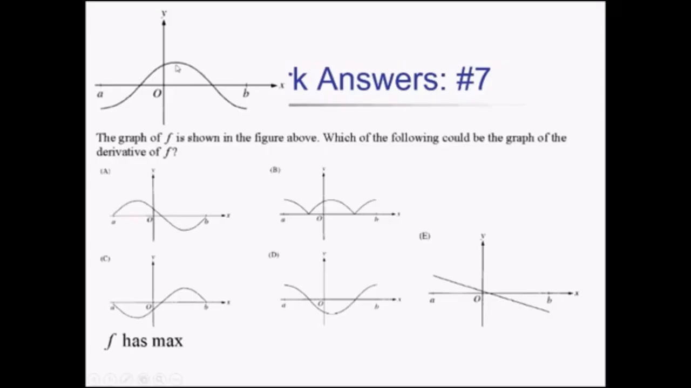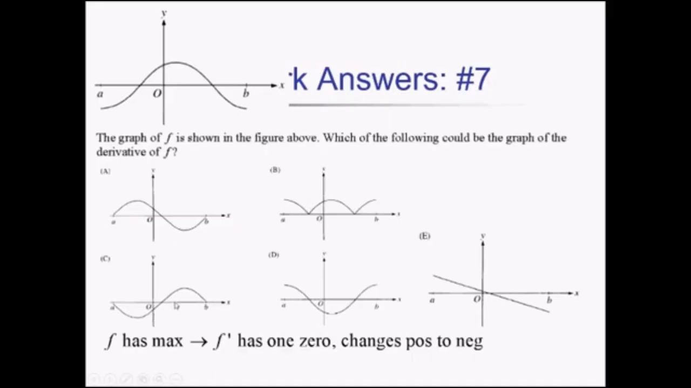That means that at exactly one spot, f prime is going to be changing from positive to negative. So we're going to have exactly one zero, and it's going to be a positive to negative change. Looking at my answer choices, it looks like choice A has just that, positive to negative. And choice B has two x-intercepts, so we can eliminate that one.